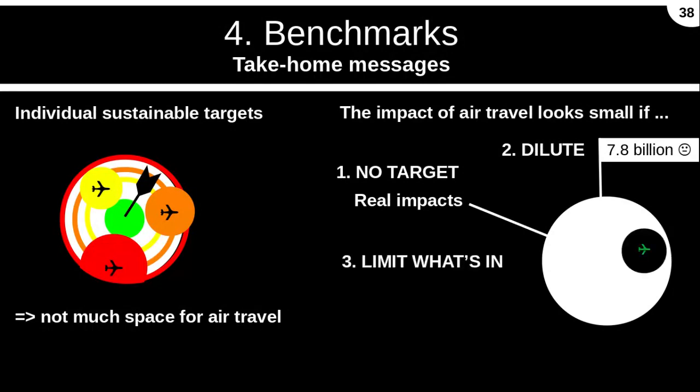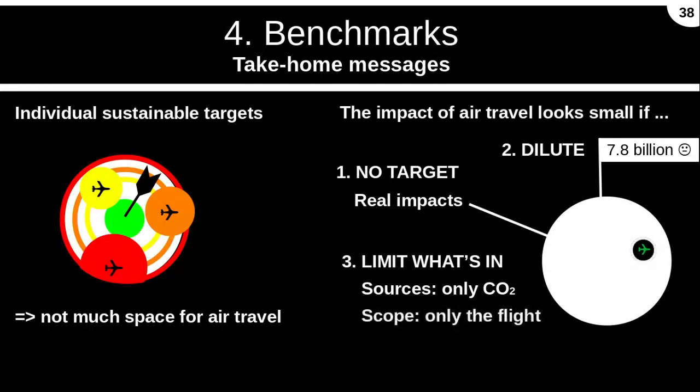3. Limit what's in the results. Only count CO2 emissions as sources of global warming, and adopt a narrow scope, including only the flight, not other induced activities.